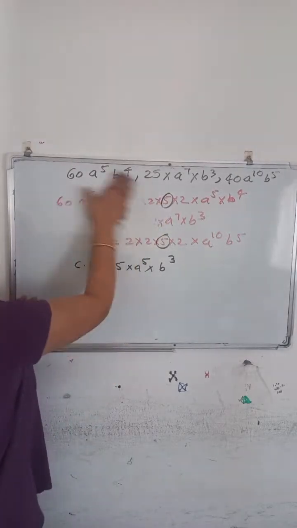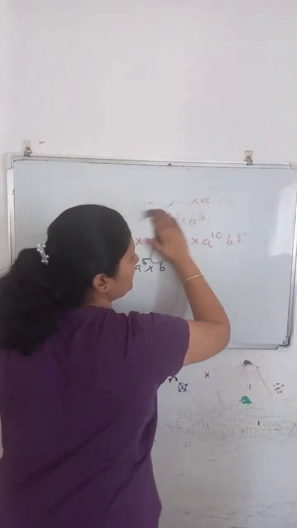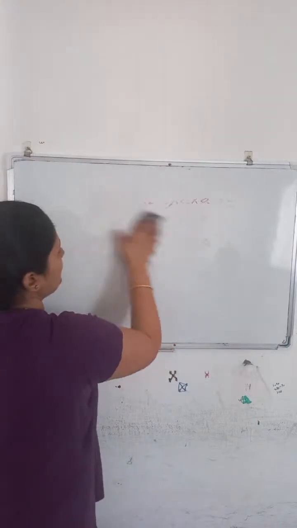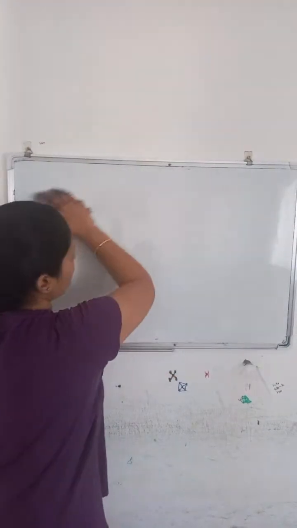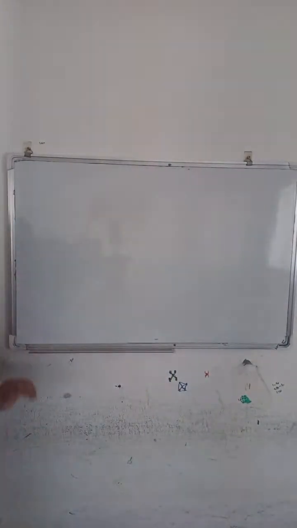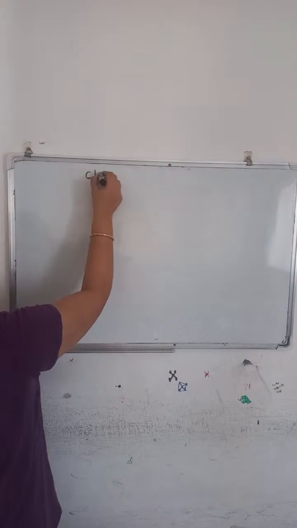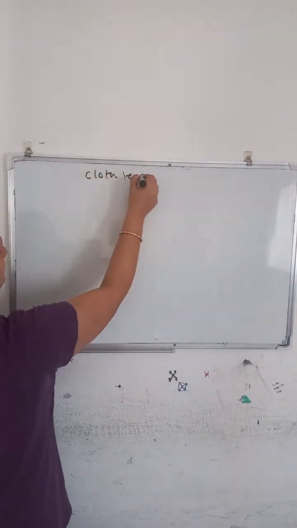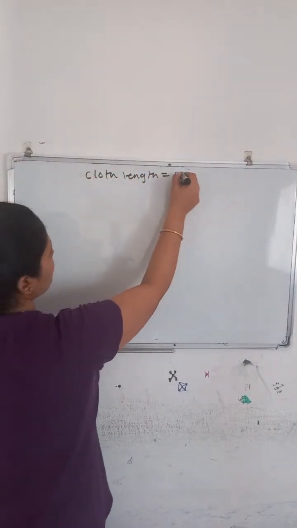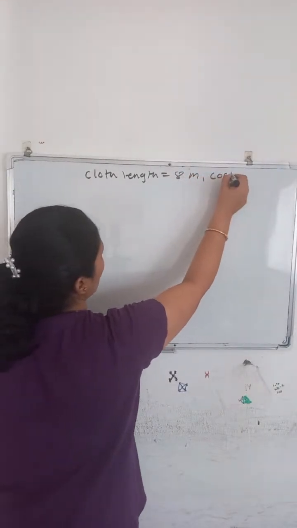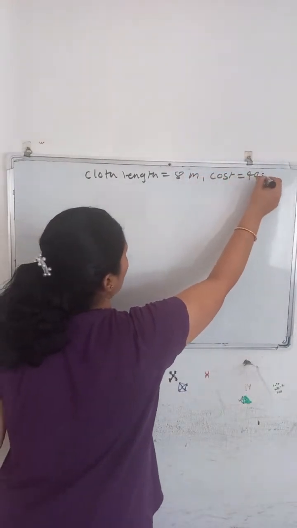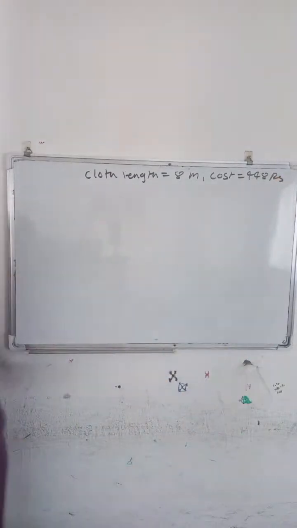Okay. So here we can find it out. This is a direct or inverse proportion question. Here they are saying the cost of 8 meter cloth length. Cloth length is 8 meter, in that case its cost is 448 rupees.